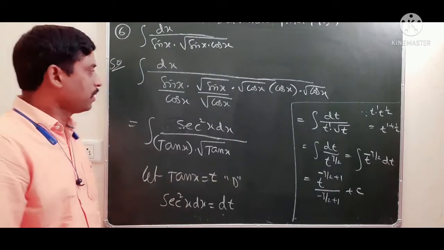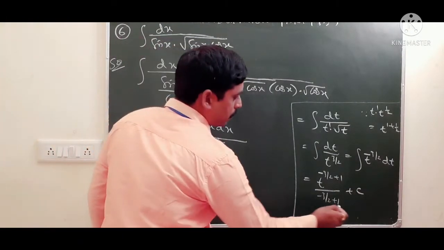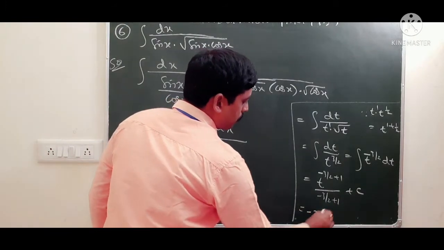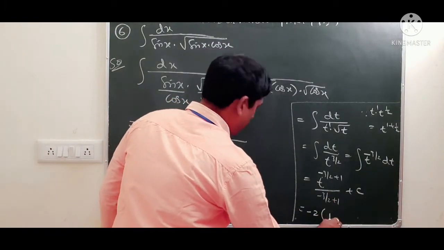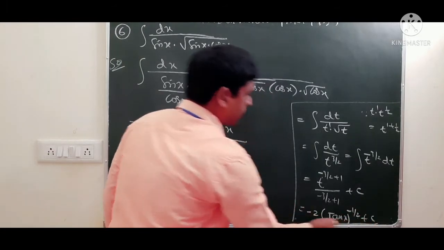In the place of t, we should write tan x. So this denominator value is minus 1 by 2, giving minus 2 times tan x power minus 1 by 2, plus c.